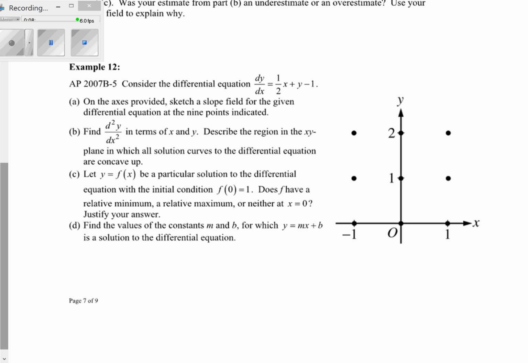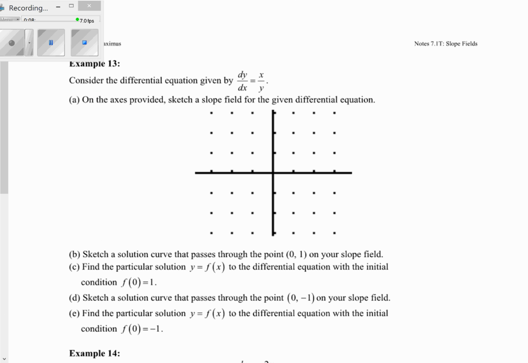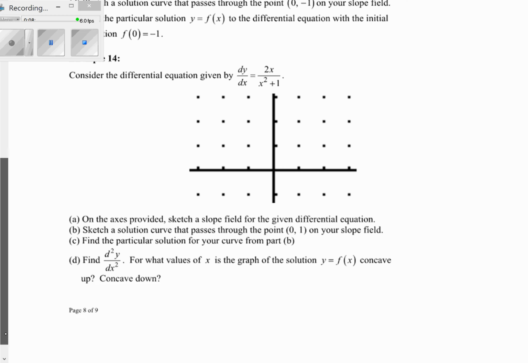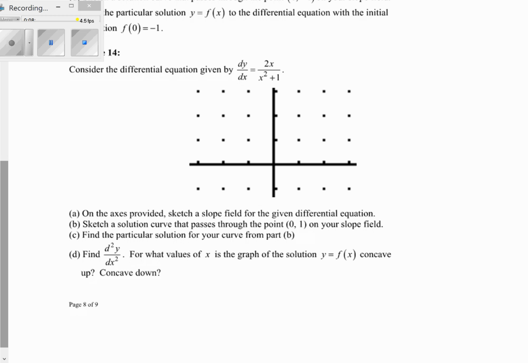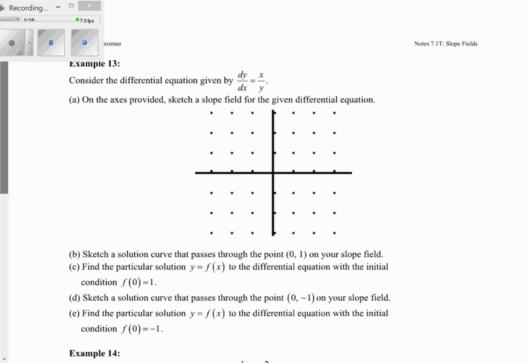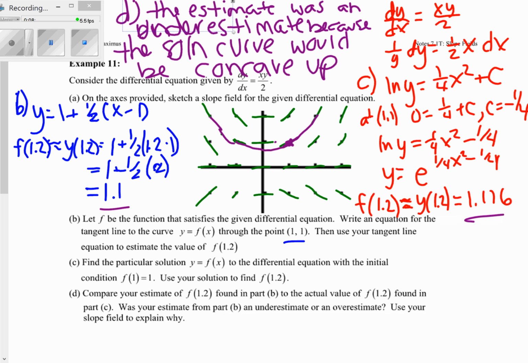All right, so there are a couple more problems. We have example 12, which was actually on one of the exams. We also have example 13, which is another good problem, and example 14. So we may go over those in class. I'm not going to take the time in the video to go over them, however.